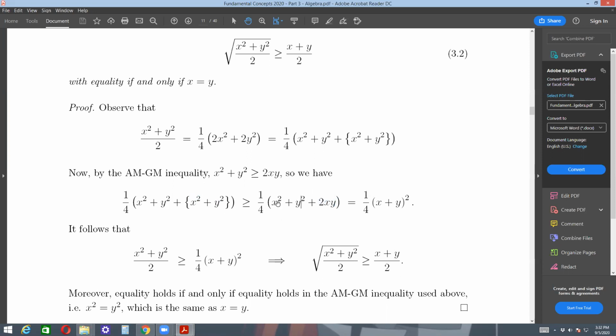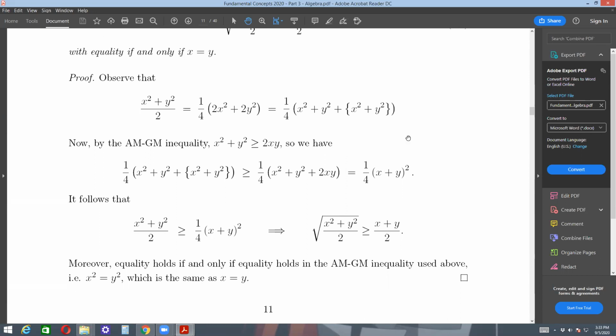Right? And then now this thing is just x plus y all squared. So basically what you have is this is greater than or equal to this, right? So if you take the square root, the square root of that will be greater than or equal to the square root of this, which is just the arithmetic mean. And you're done.